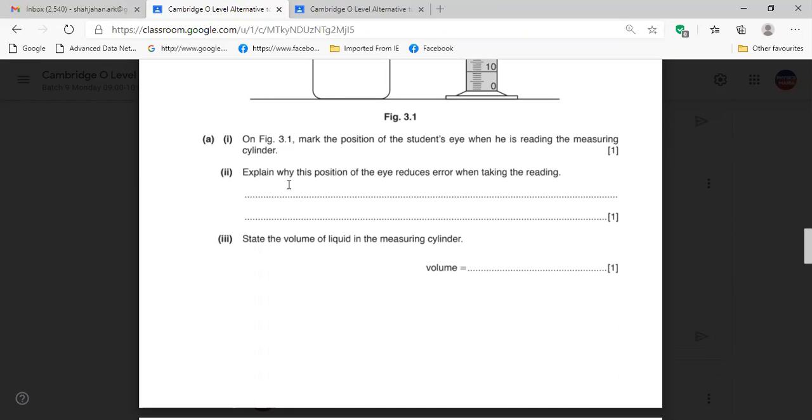Then A2. Explain why this position of the eye reduces error when taking the reading. So what can we write for this? No parallax error. Very good. Any idea from others? You have the same idea? Yes, sir, no parallax error. Okay. To avoid parallax error.